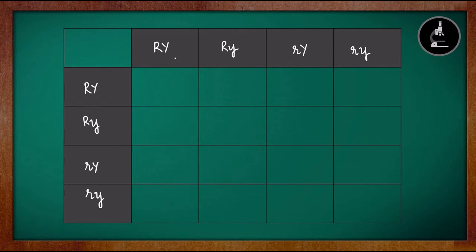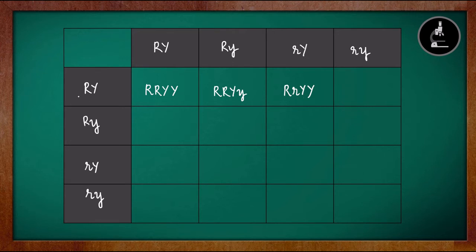So what if this gamete combines with this gamete? Then the resultant progeny will be capital R, capital R, capital Y, capital Y. What if this gamete fuses with this gamete? Then it will be capital R, capital R, capital Y, small y. Next, what if this gamete fuses with this gamete? It will be capital R, small r, capital Y, capital Y. Why didn't I write small r, capital R? Because we are following the denotation of first writing the dominant trait, then writing the recessive trait.